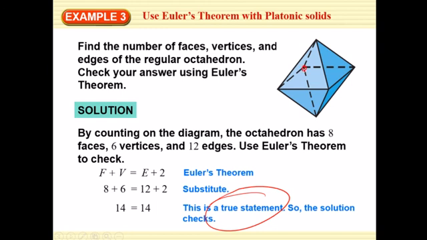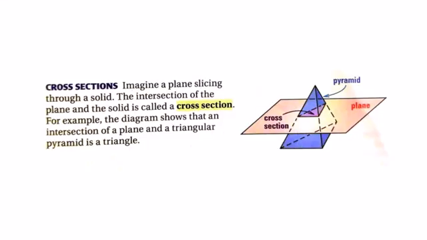Alright, and do keep in mind that sometimes counting these edges or these vertices in the back here for the non-visible sides can be difficult. Okay, our last part of this section is a cross-section. Imagine a plane slicing through a solid, so you can think of a block of cheese, or you can think of a watermelon when you chop it in half. What do you see? That is called a cross-section.